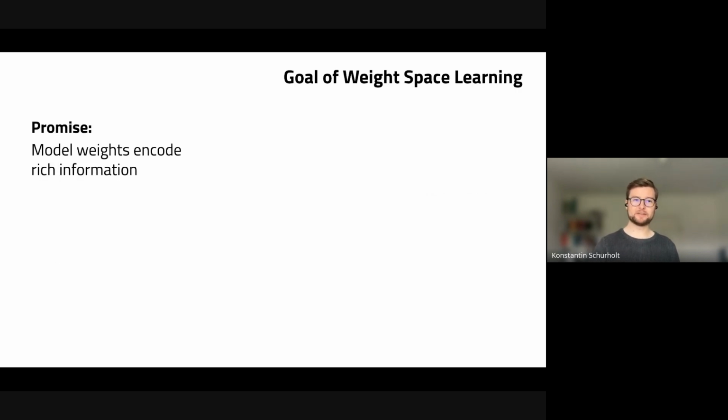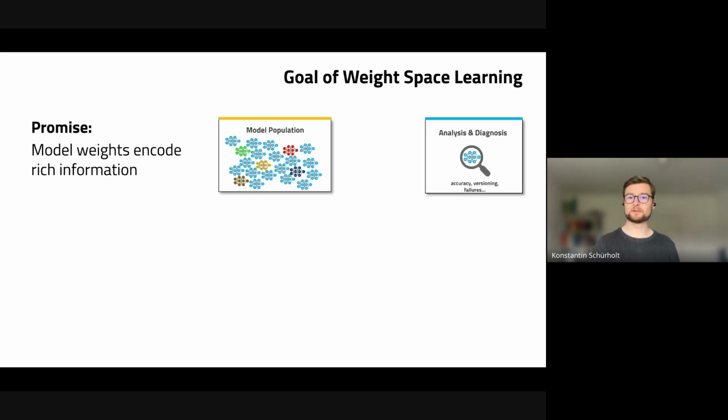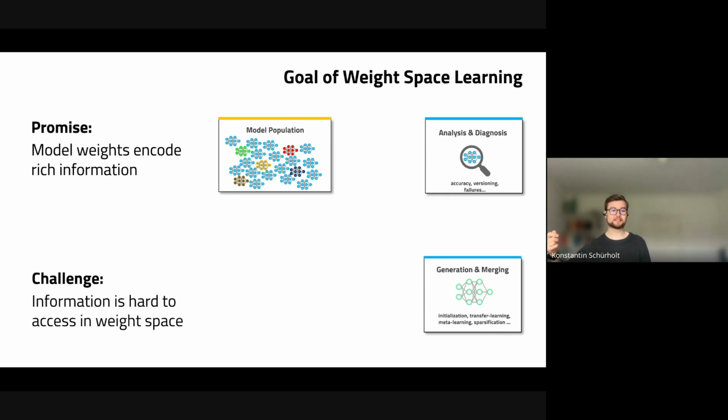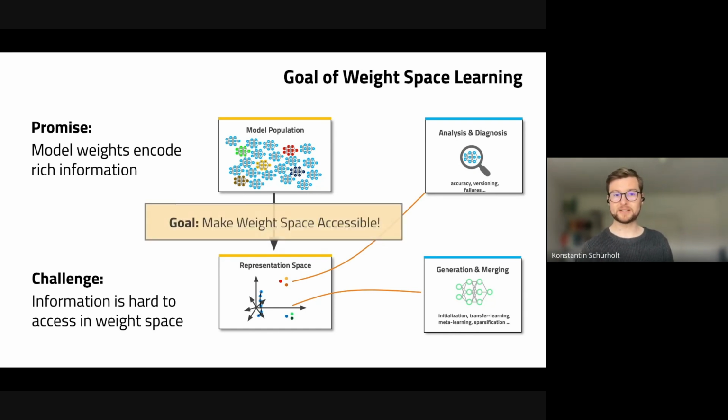Okay. So we have the promise of weight spaces that there's super rich information in model weights. So we can take all the knowledge, all the rich information in the model population and use that for both analysis tasks, but also generation tasks. The problem is that this information in model space or in weight space is very, very hard to access because of the challenges that we just discussed. So what we're generally looking for is some way of mapping models from this population space into some representation space where models are disentangled, and this information is sort of nicer for us to access, so that we can do analysis and generation in that representation space rather than in the original model population space. And so this is, in a sense, the goal of weight space learning: making weight spaces in general accessible to us so we can do the applications that we want to do.